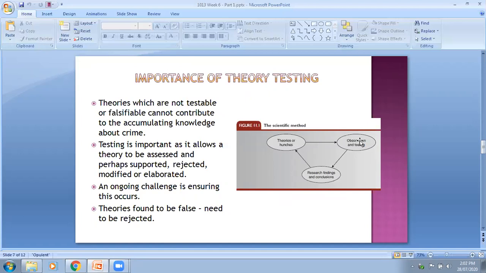And you do some more observation and testing. So you can see that it can be circular and go round and round until you find something that works really, really well, can be tested over and over, you'll get the same result, or if it's found to be false, then it needs to be rejected. And this is what's called evidence-based practice, and this is what everyone does in psychology, criminology, in any field. You need evidence-based support, research, practice. So it's very important that we understand that.